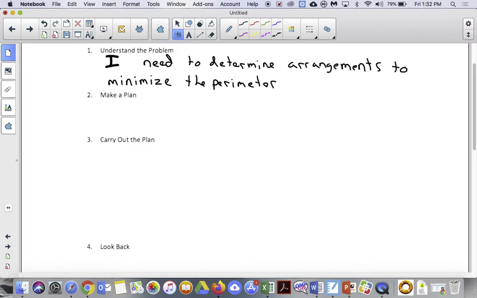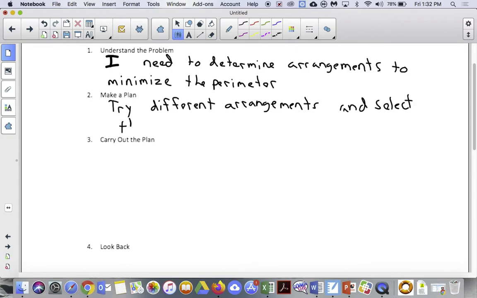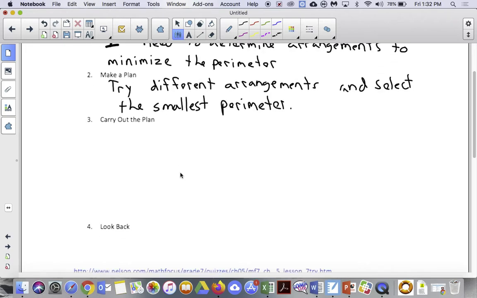Okay, so how am I going to do this? Well, I'm going to try different arrangements and select the smallest perimeter. Okay, so I'm going to try different arrangements and select the smallest perimeter.